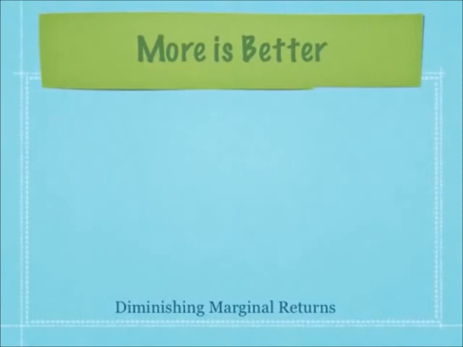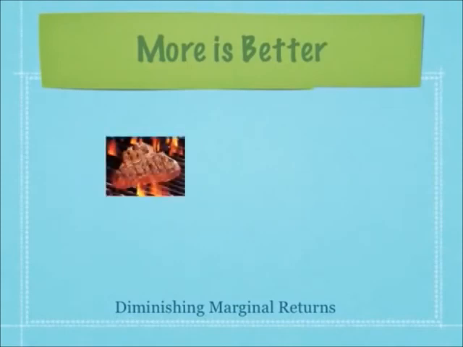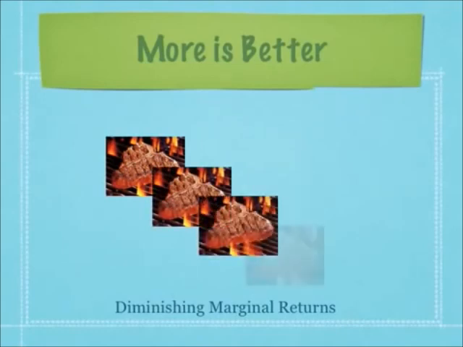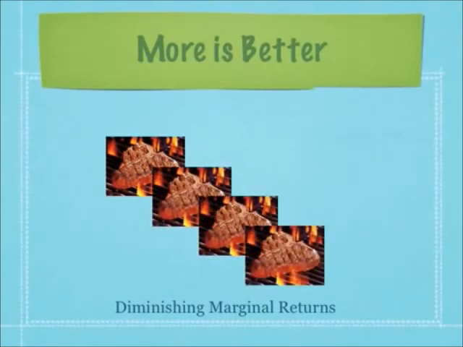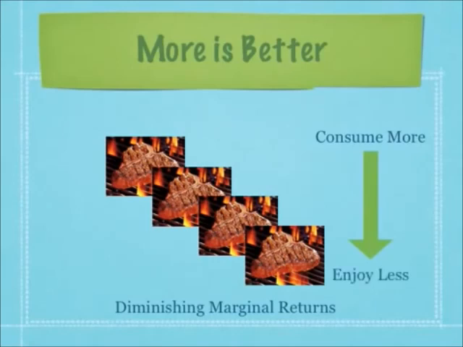We say that more is better, but there's also the law of diminishing marginal returns, which says as I consume more steak, I enjoy it less. With each bite of a steak I take, I enjoy the steak less and less.